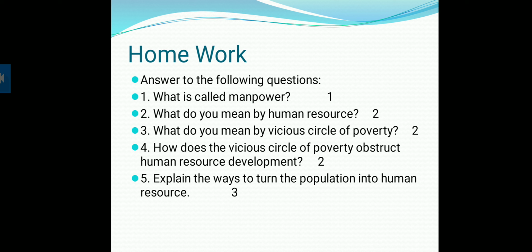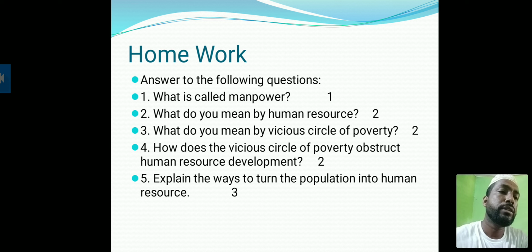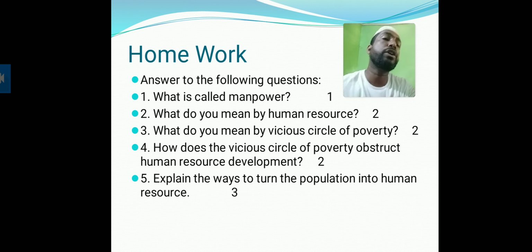My dear student, from this lecture, if you have any problem, don't forget to ask me or your subject teacher. After completing this homework, you will send a pic of your answer sheet to the respective subject teachers as well as me. Hope you will complete the homework with your full effort and energy.